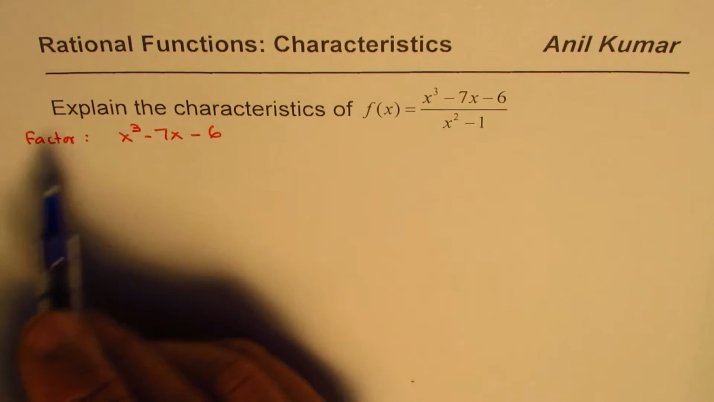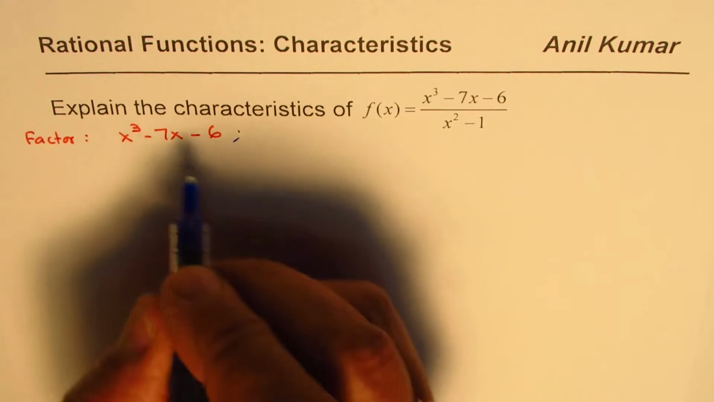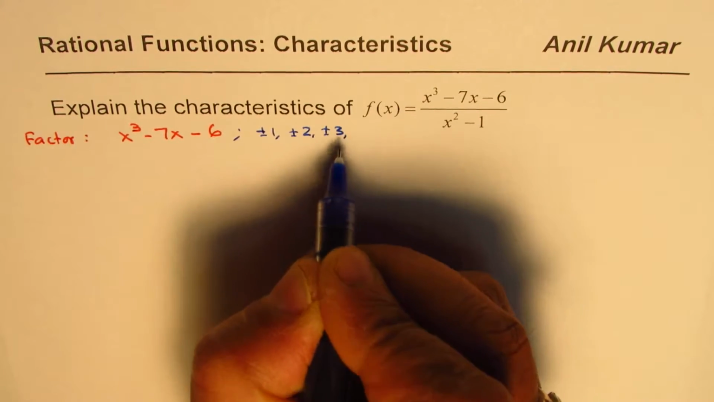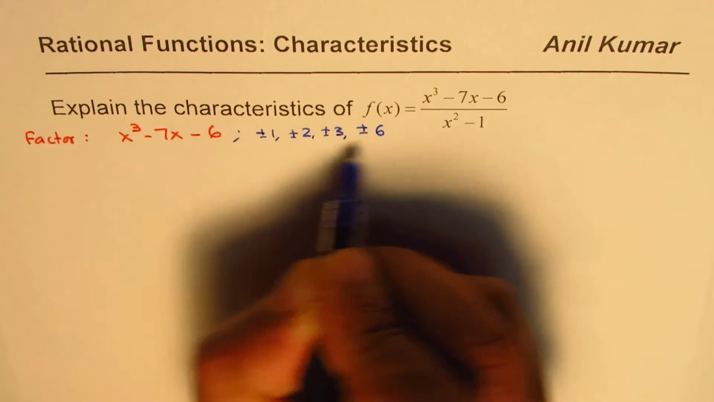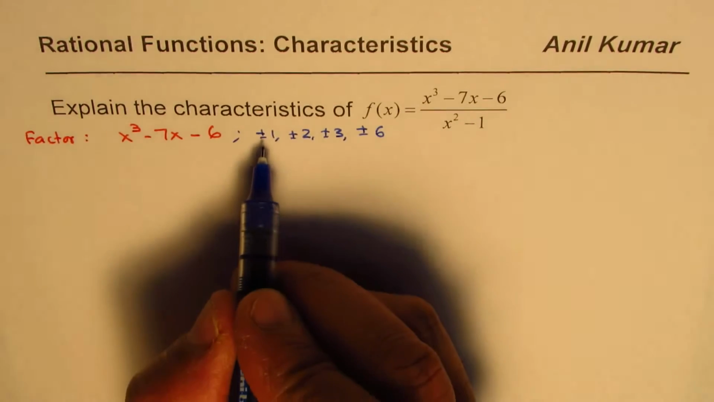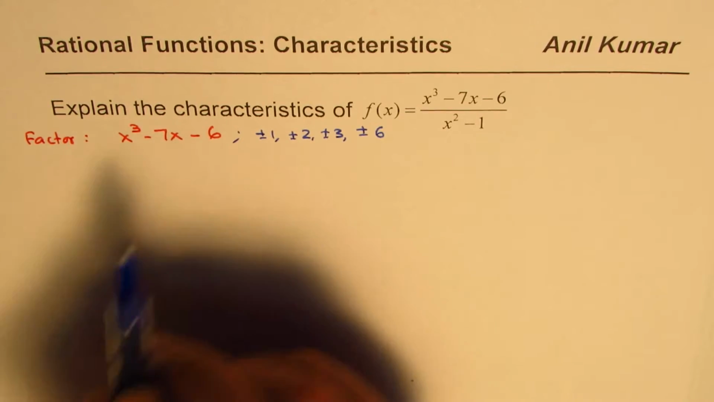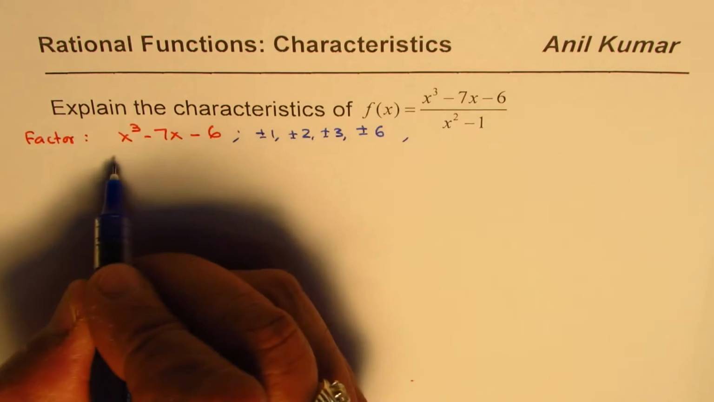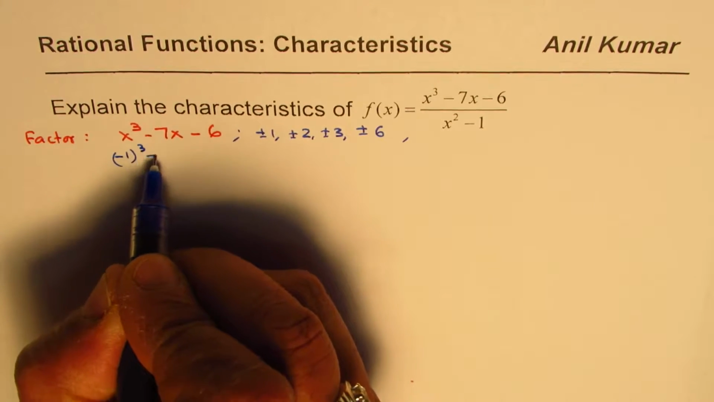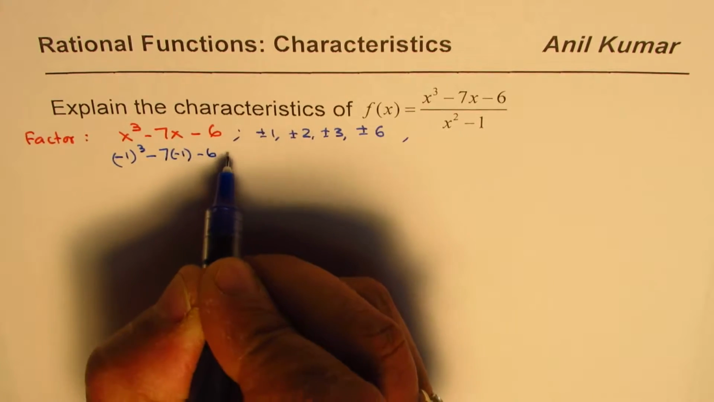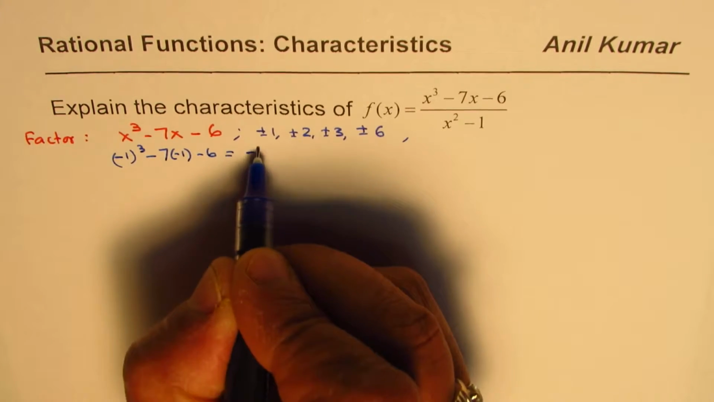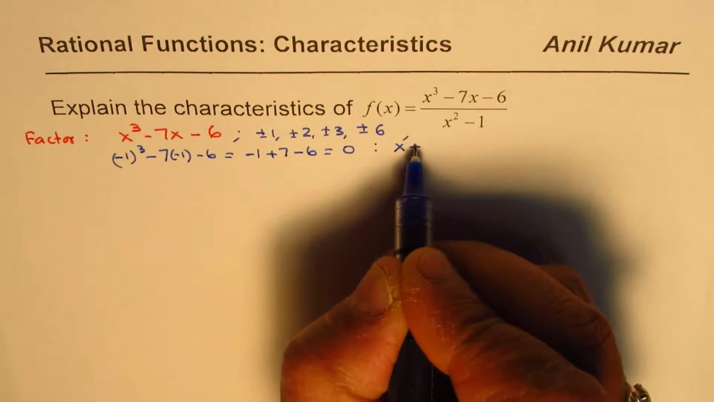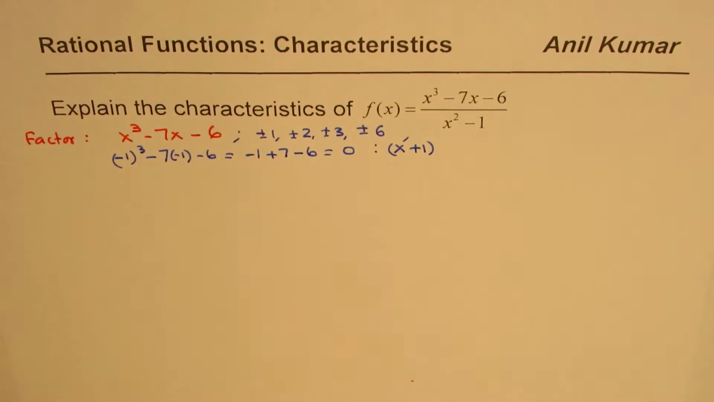Now to factor this cubic equation, you could try to place numbers like plus minus 1, plus minus 2, plus minus 3, or plus minus 6. These could be possible factors. If you try minus 1, then you'll get a 0, right? So if I write minus 1 cubed minus 7 times minus 1 minus 6, I do get minus 1 plus 7 minus 6, which is 0. That means that x plus 1 is a factor, right?